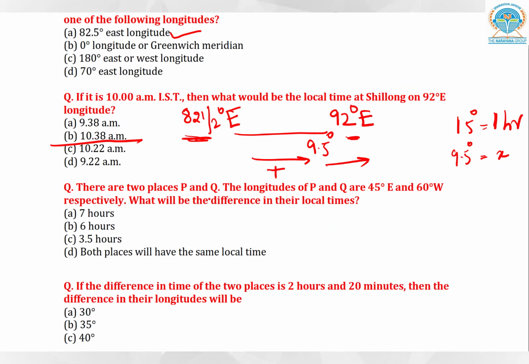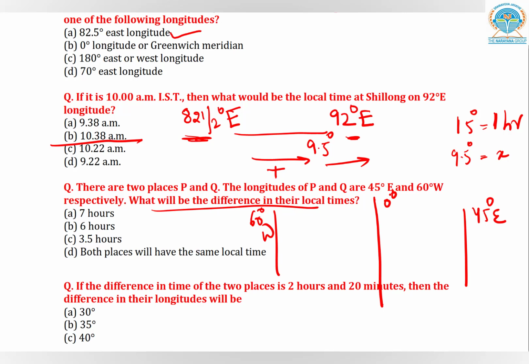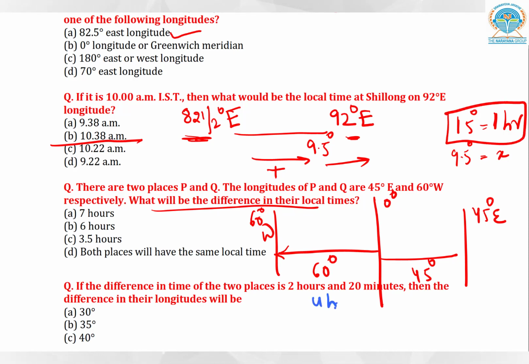There are 2 places P and Q. The longitudes of P and Q are 45 degrees east and somewhere here 60 degrees west. What will be the difference between their local times? If the 0 degree meridian is somewhere like this, here we have almost 60 degrees in difference and here it is a 45 degree gap. And we know the simple fact, right? It is 15 degrees for 1 hour. So if you calculate, it will be 4 hours here for 60 degrees and 3 hours here for 45 degrees. So what is the difference? 4 plus 3 is 7 hours. So if it is 6 PM at this longitude, it will be 11 AM on this west longitude, because we saw a 7 hour gap.